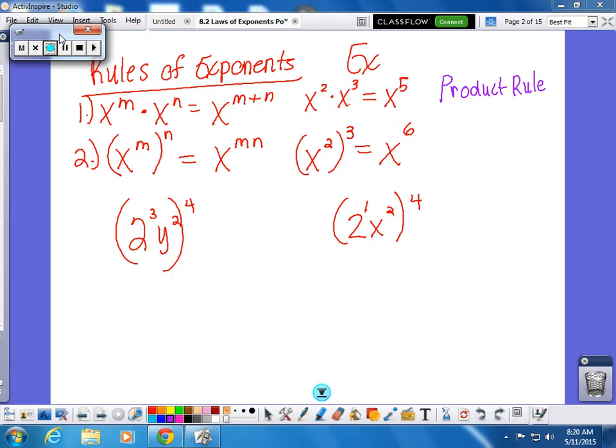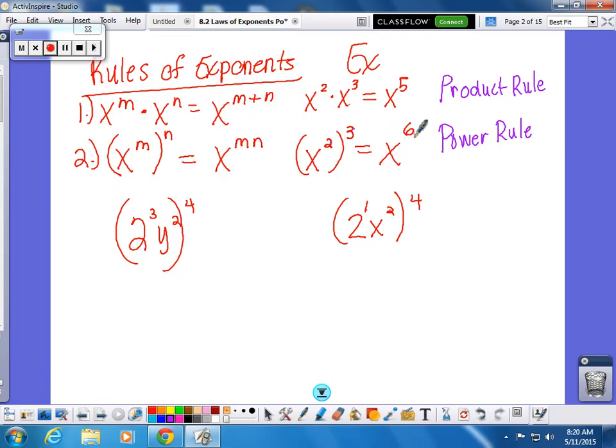Okay. In lesson 8.1, of course, we did the product rule where you multiply the bases, you add the exponents, and then here's an example of that. I want you to notice the difference between the product rule and this one, which is the power rule. I use the same exponents here, but notice the difference. When I'm raising a power to a power, I just multiply the exponents, and 2 times 3 is 6. So when I was multiplying the bases, I added the exponents. When I'm raising a base that already has an exponent to another exponent, I multiply the exponents.